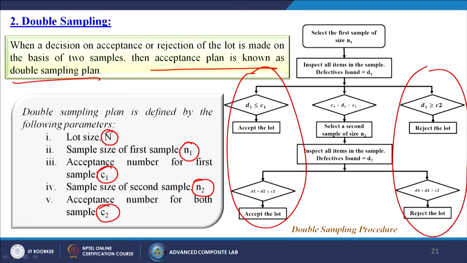Inspect all items in the second sample, defects found D2. Then we check whether D1 plus D2 is less than or equal to C2, then accept the lot. If D1 plus D2 is greater than C2, then reject the lot.